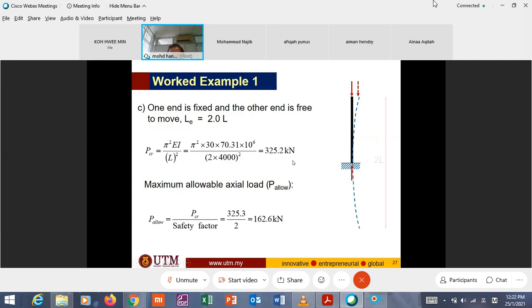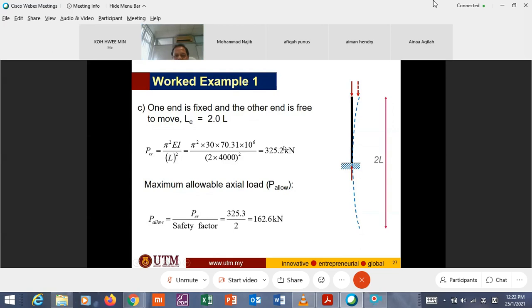Why is it 2L? Because it makes a double sine curve. Start from 0, sine equal to 0. This one equal to pi. This one equal to 0 again.